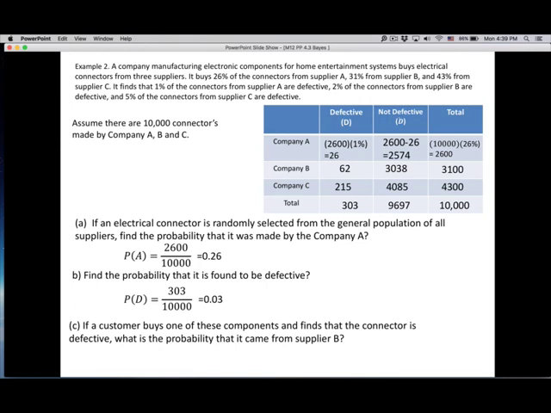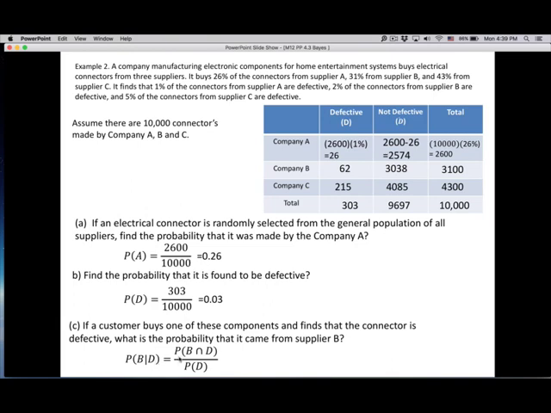Okay, last one. If a customer buys one of these components and finds that the connector is defective, what is the probability that it came from supplier B? Okay, again, this is the Bayes theorem, conditional probability. We are looking for the probability that it came from supplier B, given that the connector is defective. Okay, so we're going to write it down here: the probability that it's made by supplier B, given that the connector is defective.